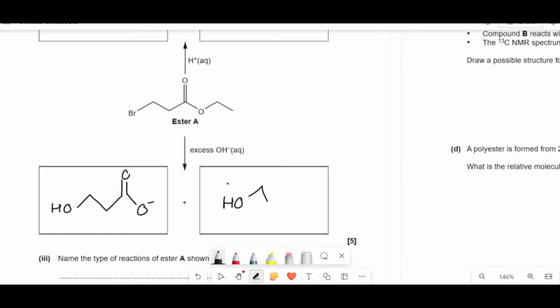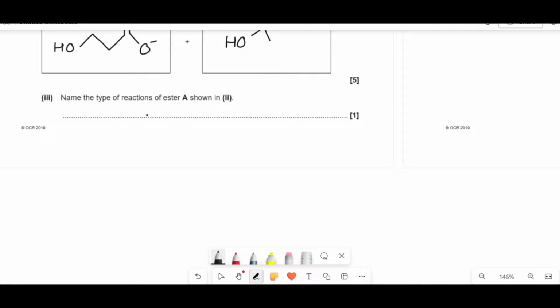Not always, but just be wary that you need to see if there's anything else that could possibly react within here. Now it says name the type of the reactions happening. Well, I've just said it before. It was hydrolysis. There you go.